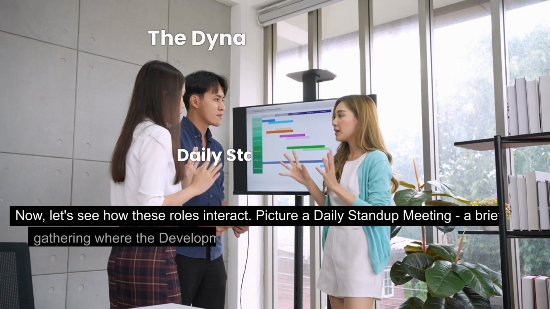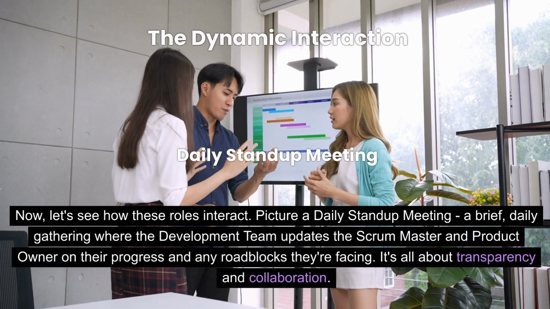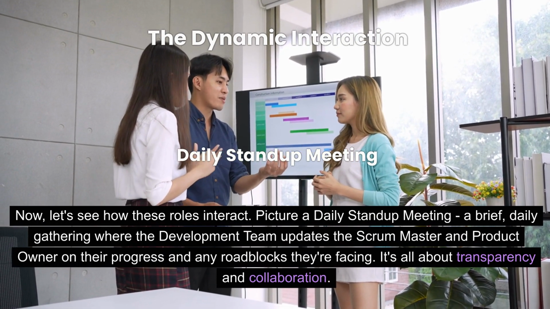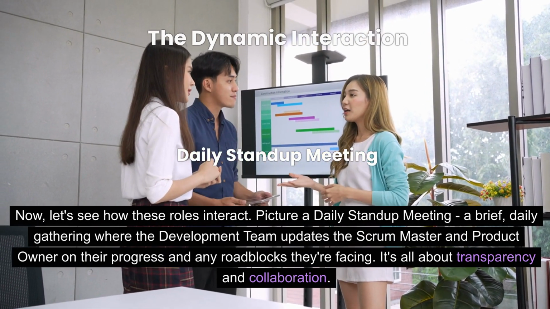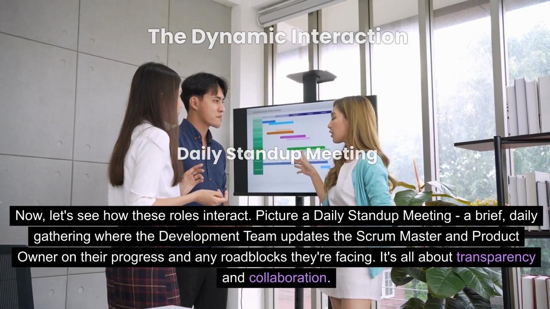Now let's see how these roles interact. Picture a daily stand-up meeting. A brief daily gathering where the development team updates the Scrum Master and product owner on their progress and any roadblocks they're facing. It's all about transparency and collaboration.